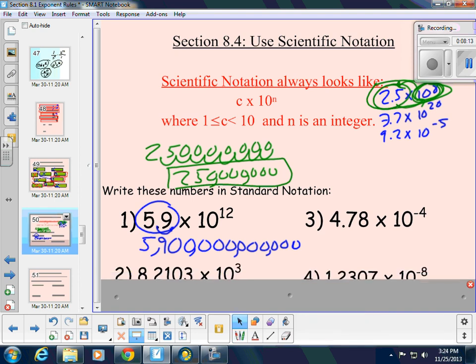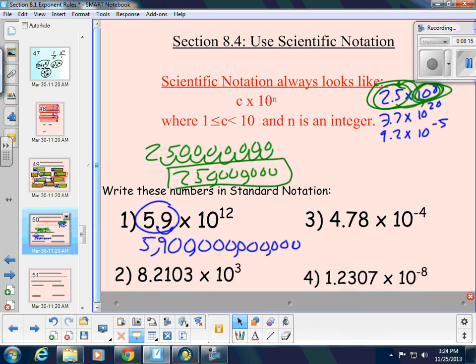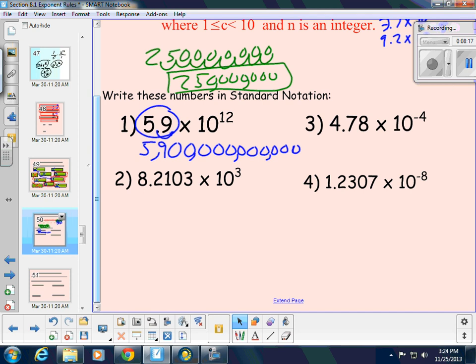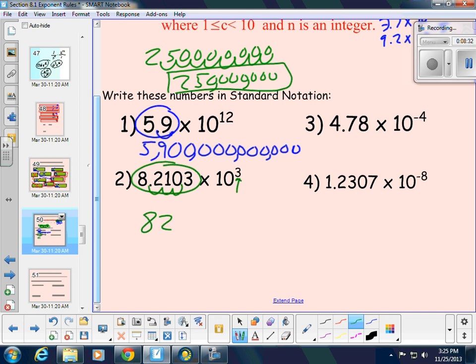Okay, I'm going to go down to number 2 here. I haven't unveiled that one yet, but number 2, I can just practice in a few of these. This one, 8.2103 times 10 to the 3rd. So again, I'm going to take this number and times it by 10 3 different times. That's what that's saying. Well, that's going to move the decimal 3 different spots. So I'm really just going to get 8,210.3. I won't even get to the end of the number.